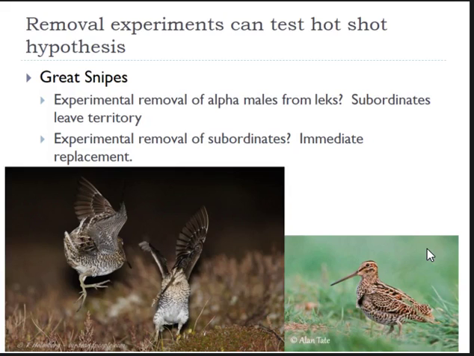He's probably still going to get most of the matings, but maybe some of these subordinate males will get a chance to mate with some females. Maybe if he's occupied, maybe they'll get a chance to mate with some other females that come along.